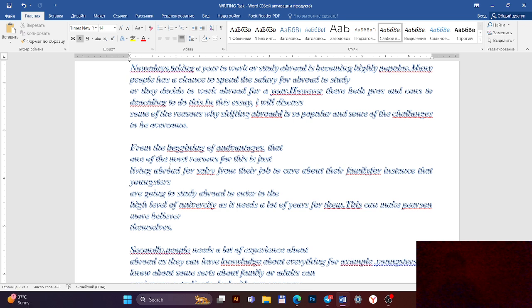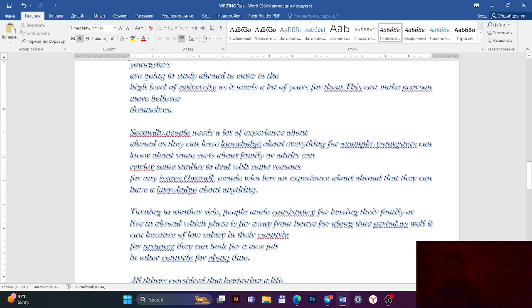Beginning with the advantages, one of the main reasons for this is living abroad for a salary from their job to care about their family. For instance, youngsters go to study abroad to enter high-level universities, and it needs a lot of years. This can make a person believe in themselves more. Secondly, people need a lot of experience abroad as they can gain knowledge about everything. For example, youngsters can learn about some things about family, or adults can review some studies to deal with issues. Overall, people who have experience abroad can gain knowledge about anything.